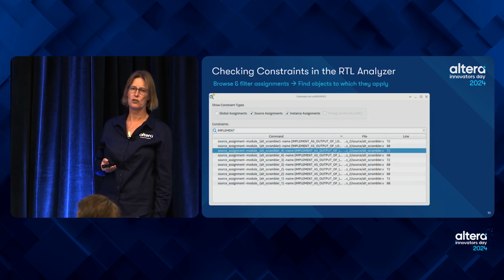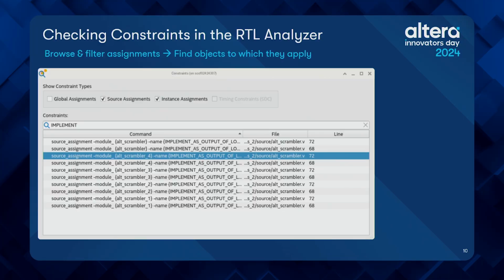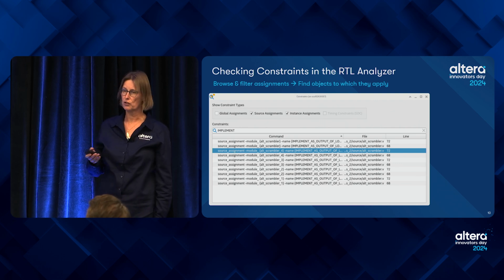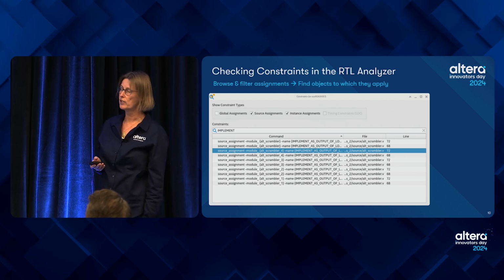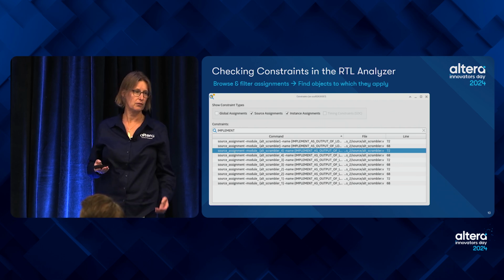So, like I said, there's a lot of new features in this RTL analyzer. One of them is the constraint viewer. In the past, when you set your assignments and your SDC constraints, sometimes it's not really easy to see whether you set them on the right nodes and whether it's really working until you completed the full flow. Now with this constraint viewer, you can go in the RTL analyzer and see if your assignments are actually set on the right nodes.